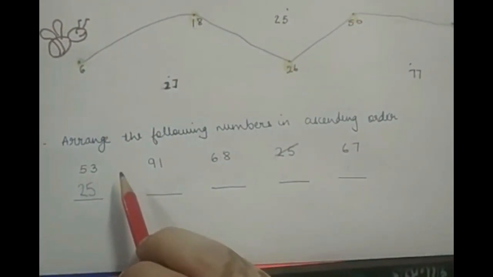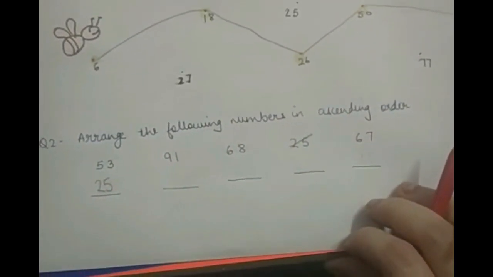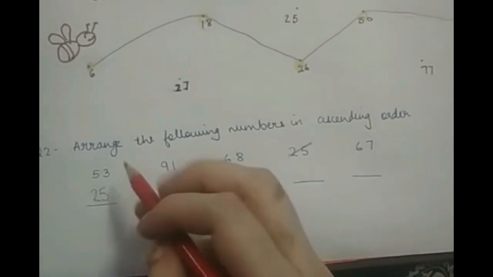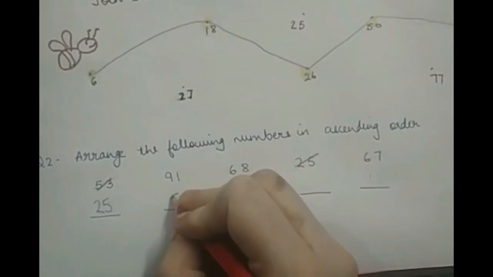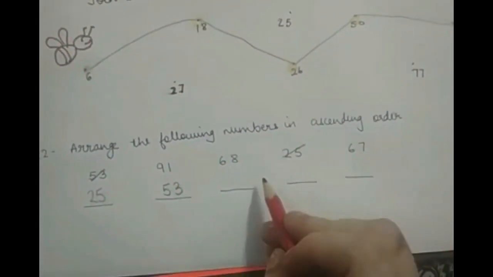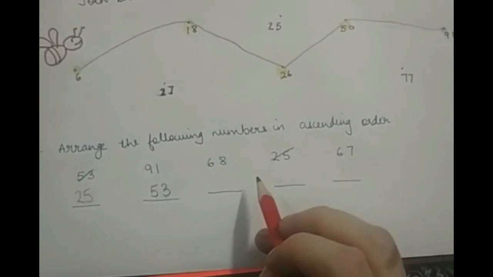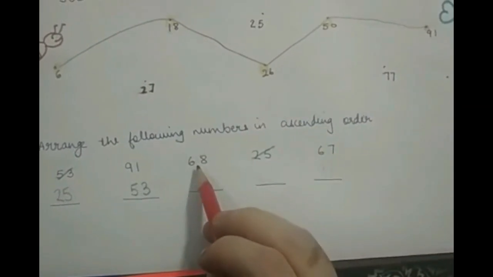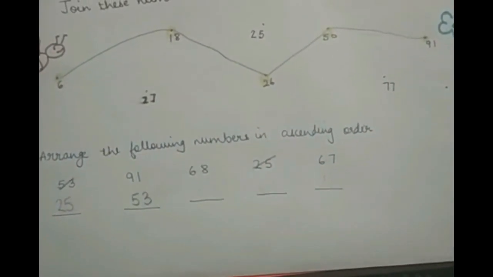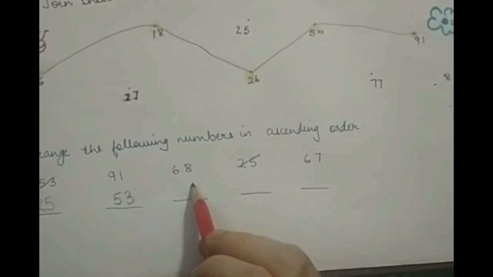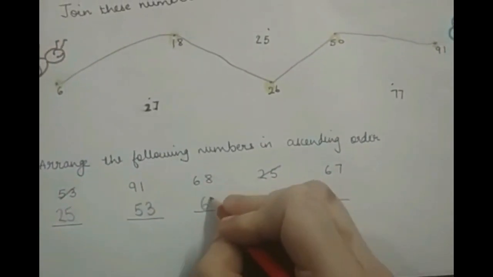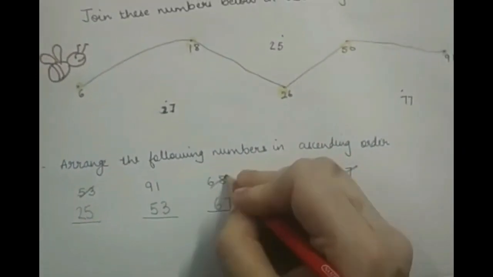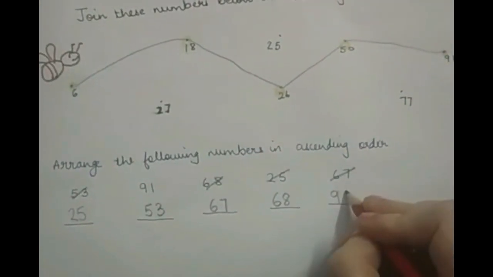Then 30 to 40? No. 40 to 50? No. 50 to 60? Yes, we have 53. So I'm going to write 53 here. Then 60 to 70, in the range of 60 to 70. Yes, we can see two numbers, 67 and 68. So in the number counting, which number comes before? Is it 67 or 68? 67. So I'm going to place 67 here, and then I'm going to place 68 here. And finally we are left with 91.